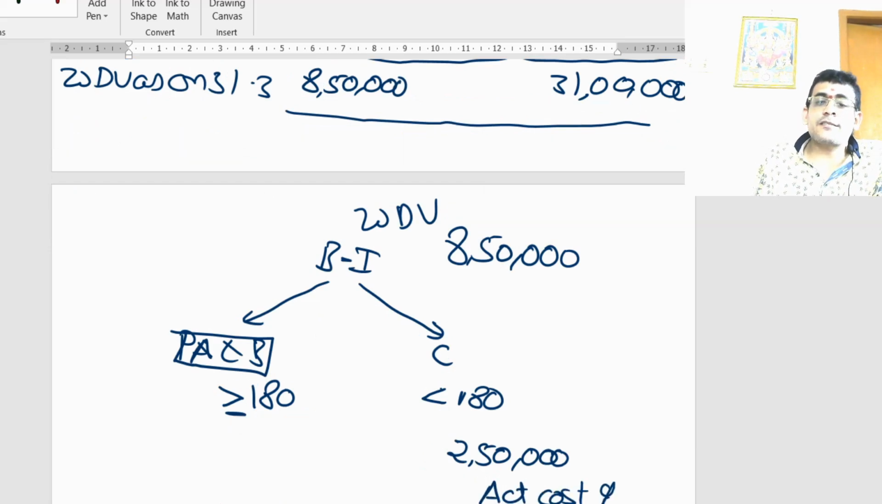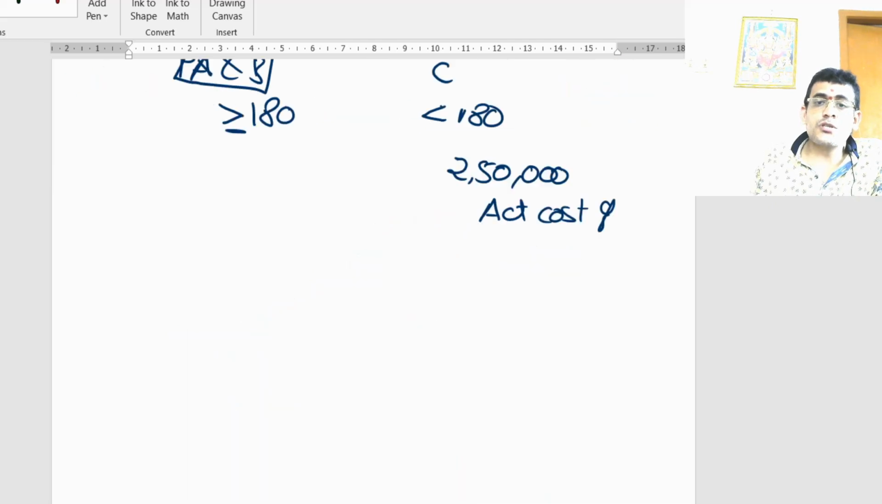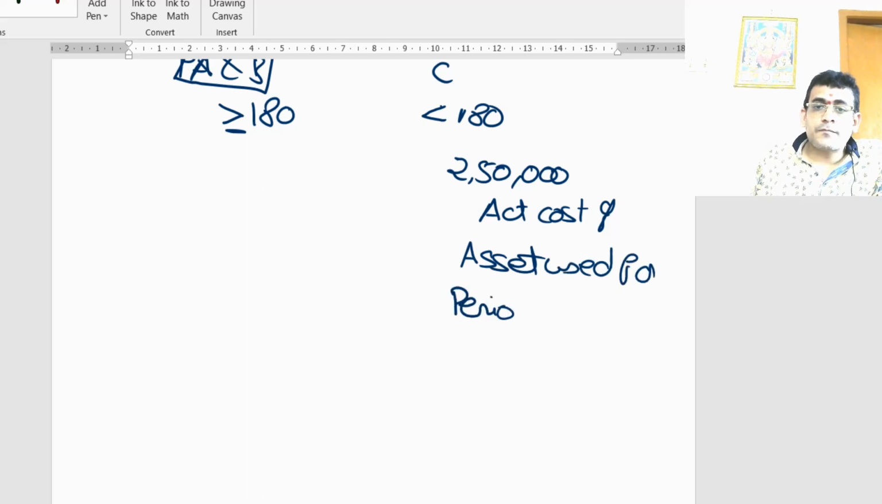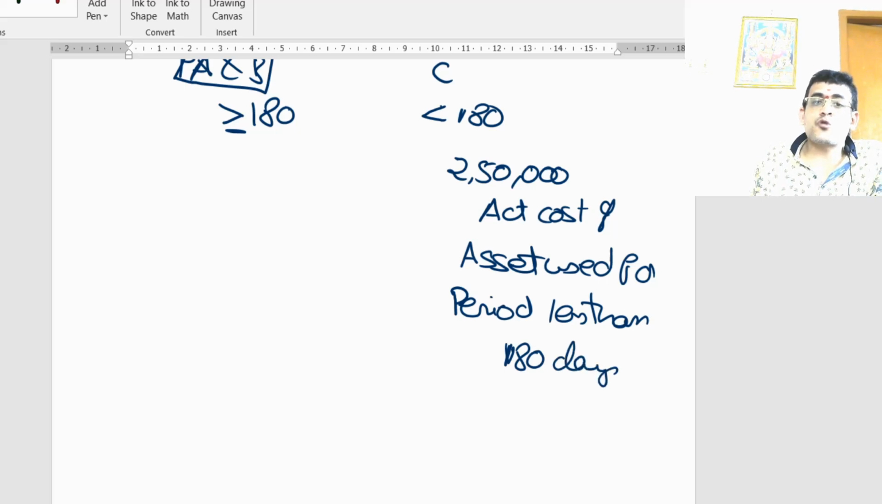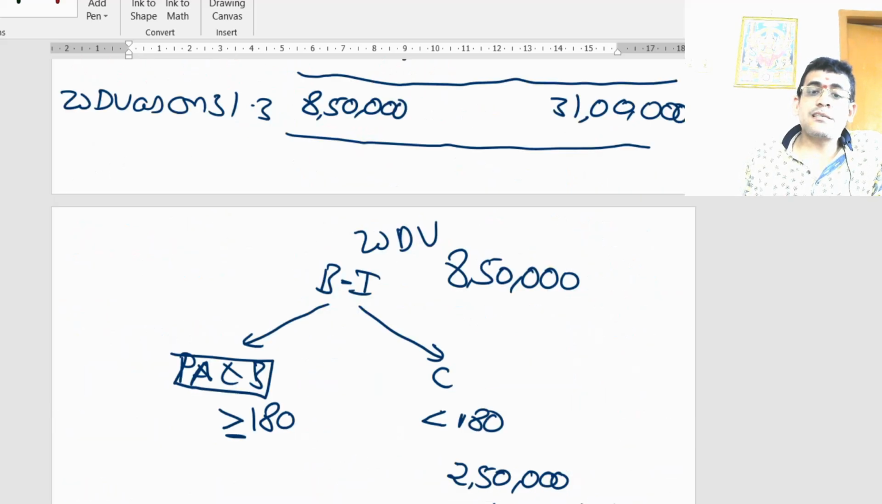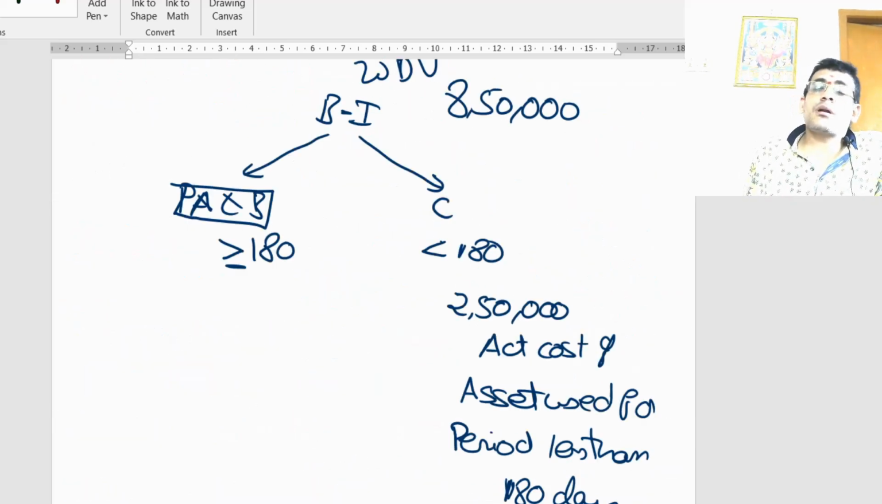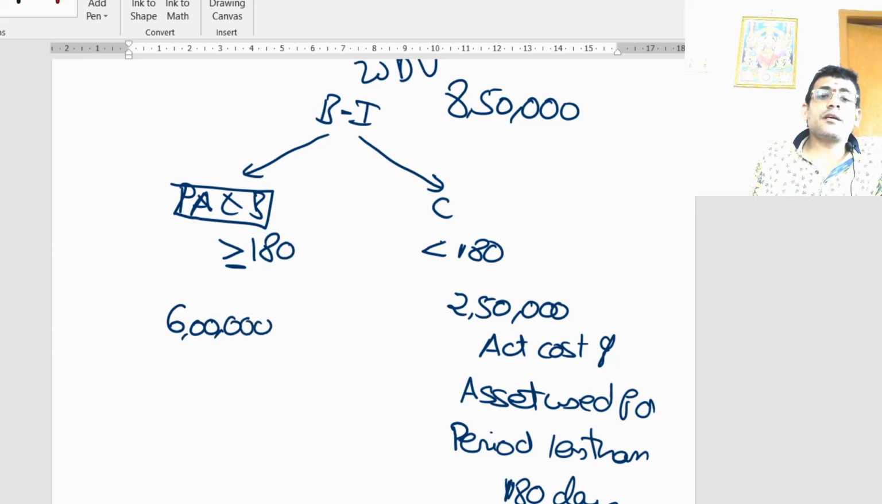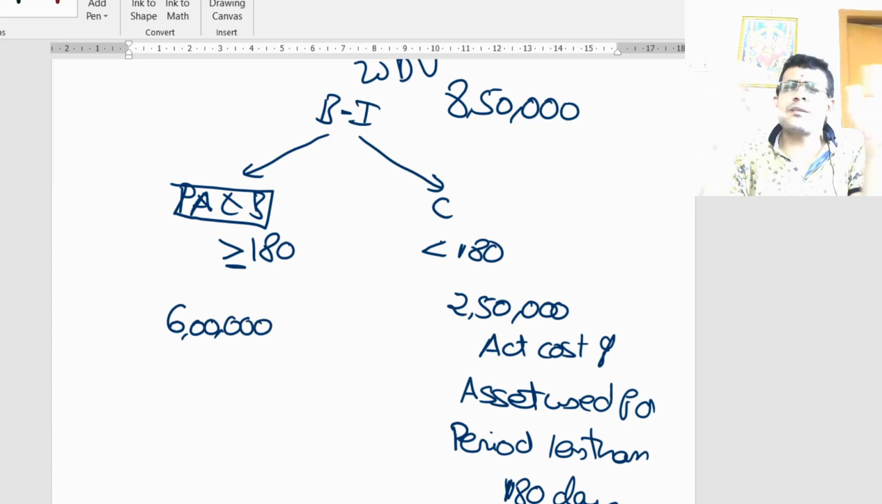So ultimately, I will consider 2,50,000 rupees as the value of the asset, which is nothing but the actual cost of asset used for a period less than 180 days. So the actual cost of the asset used for a period of less than 180 days should be considered as your WDV. So my total overall WDV is 8,50,000. Of this 2,50,000 is nothing but the WDV used by me for a period of less than 180 days. So ultimately what is the balance? 6 lakhs is the balance which I have to consider as a WDV, which I am using for a period of more than 180 days. Very simple.